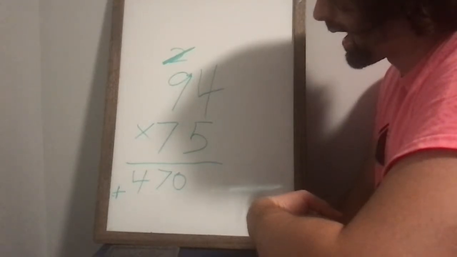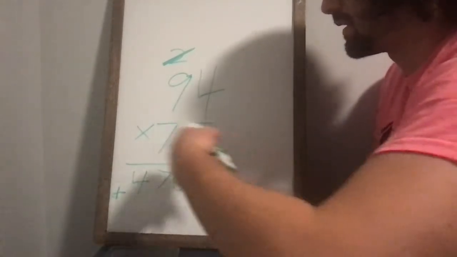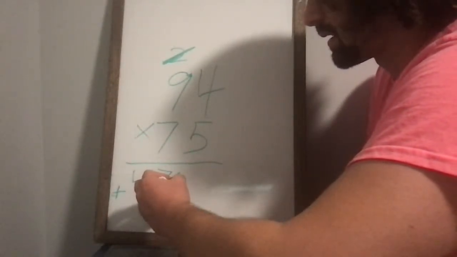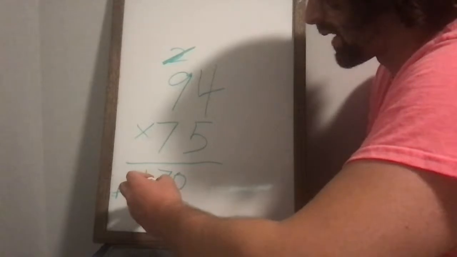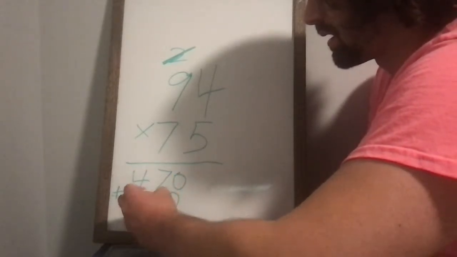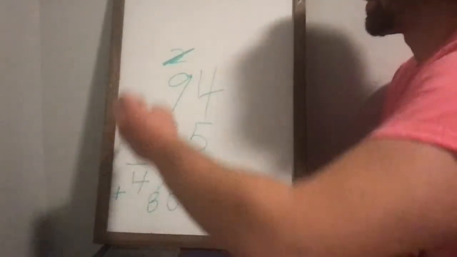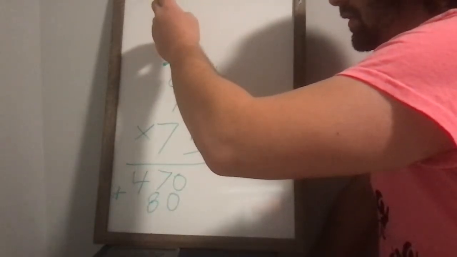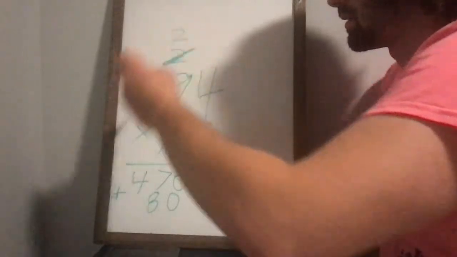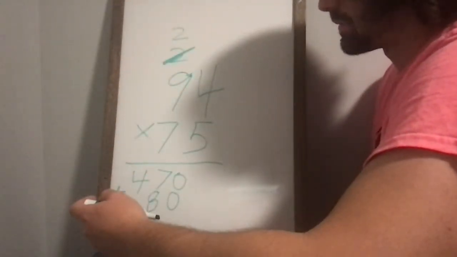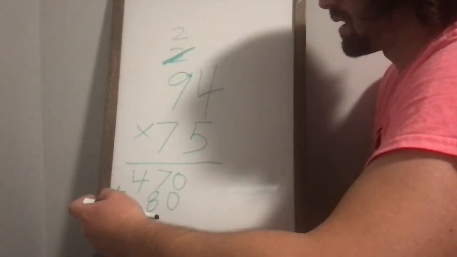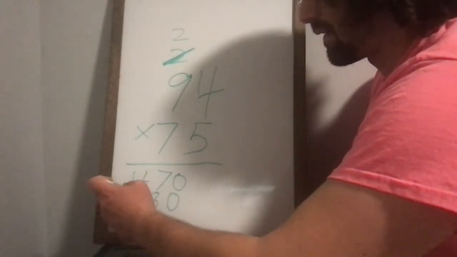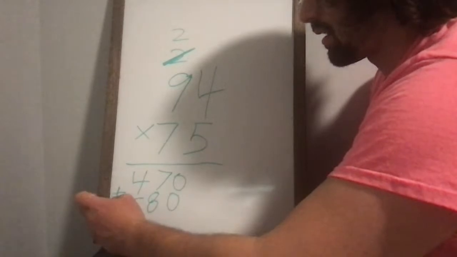Now we're going to multiply 4 times 7. Since the 7 is in the tens place, we're going to put a 0 in the ones place. 4 times 7 equals 28. So an 8 is going to go in the tens place, and then we're going to carry over the 2. 9 times 7 is 63. Plus the 2 that we carried over brings it to 65. So I'm writing 65 here.